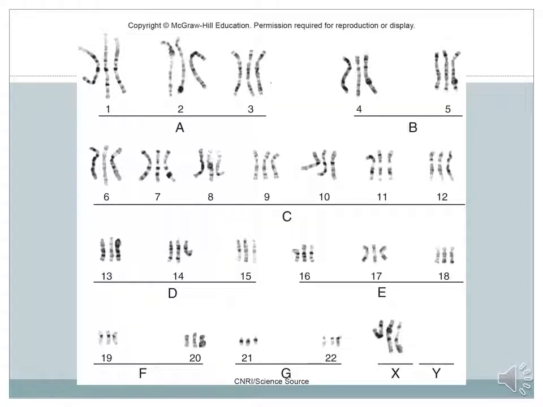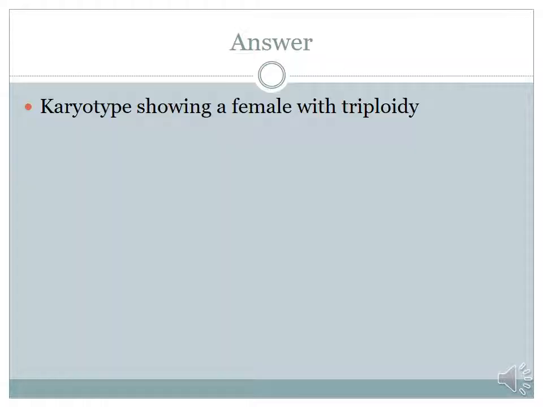I would like you to look at this karyotype and to tell me what it is an example of. I will pause for just a moment and then I will move on to the answer. This is a karyotype showing a female with triploidy. She has 3 copies of every chromosome, including the X.